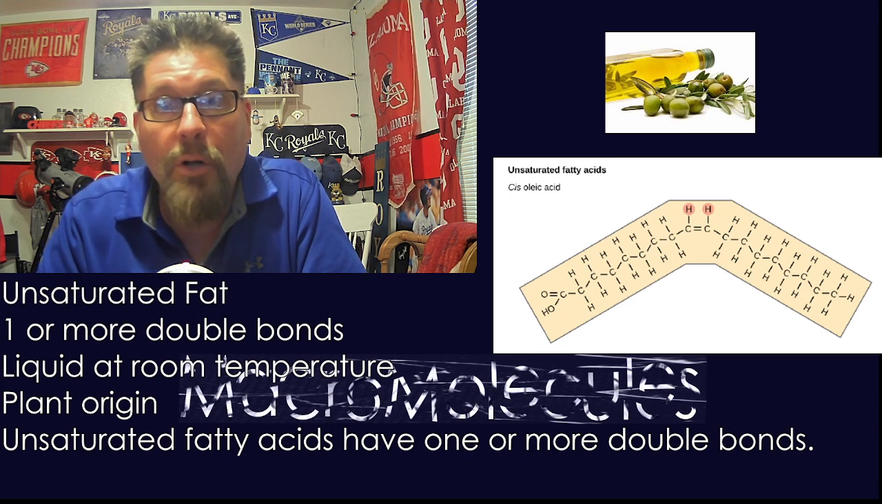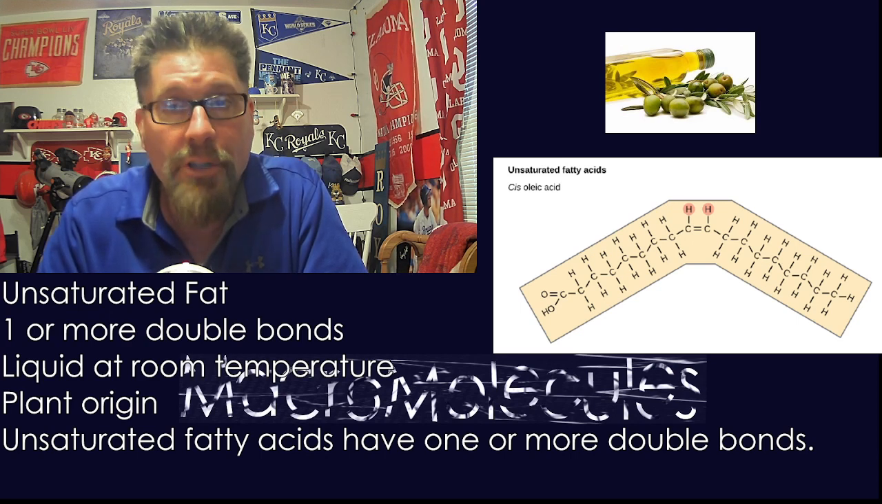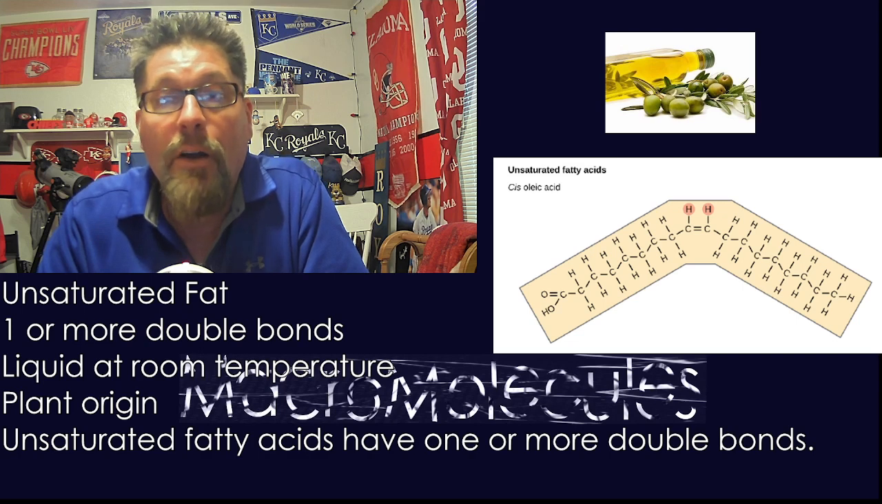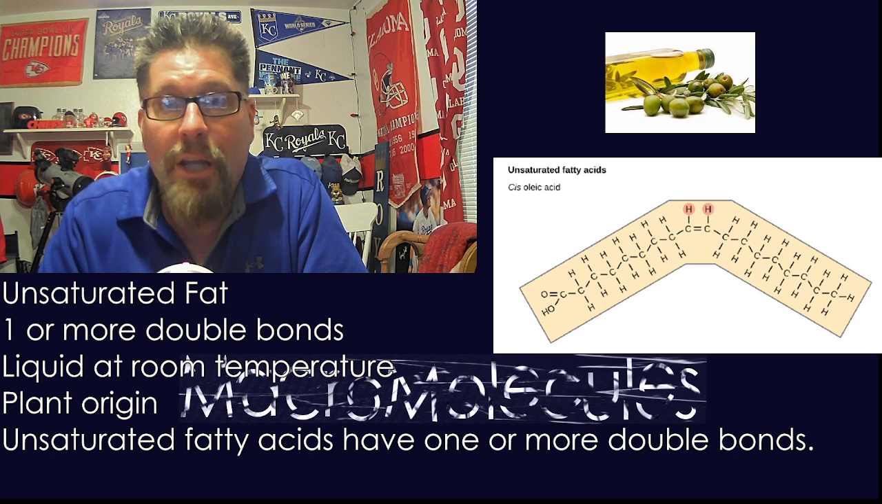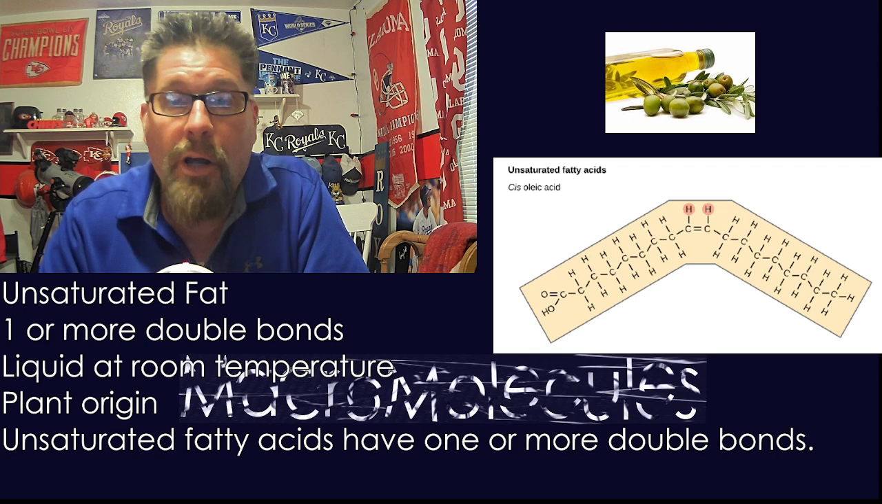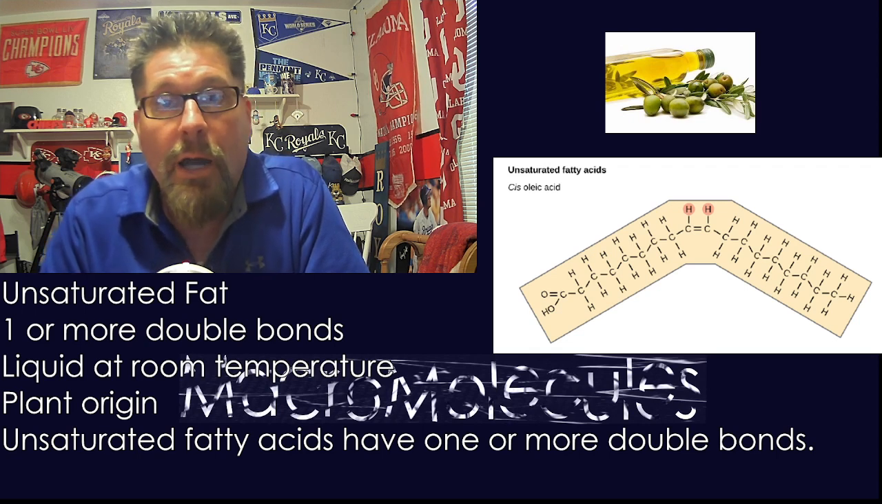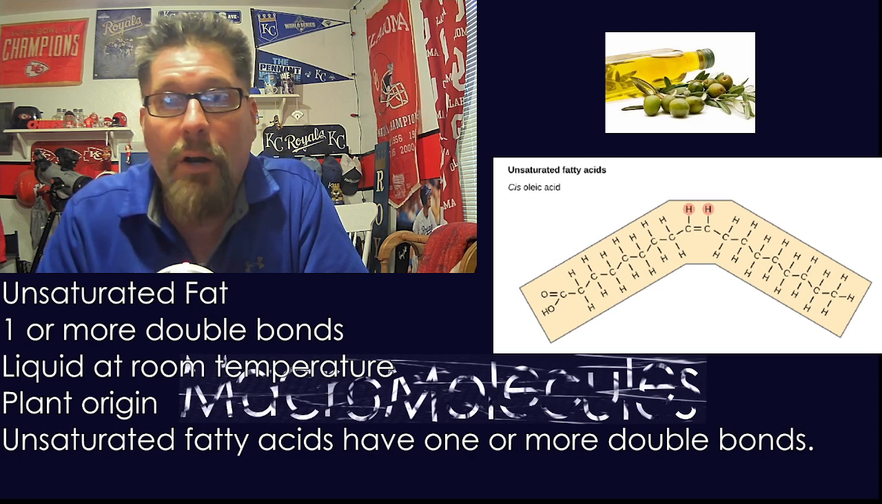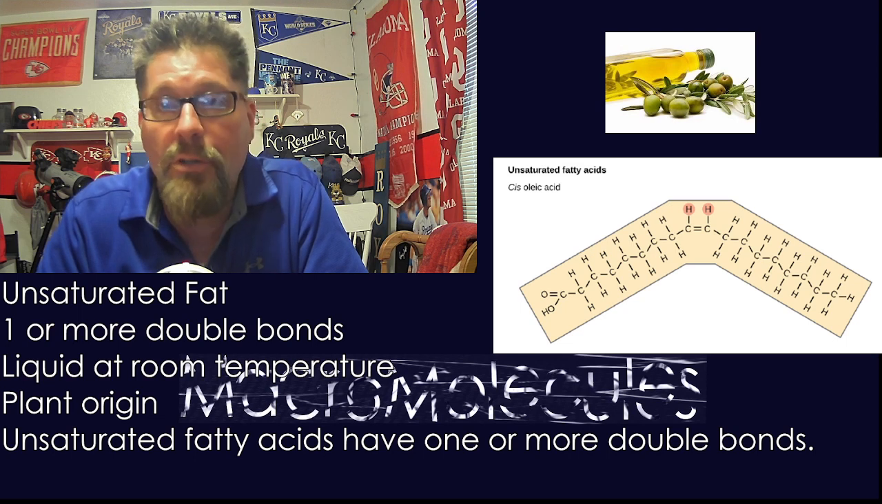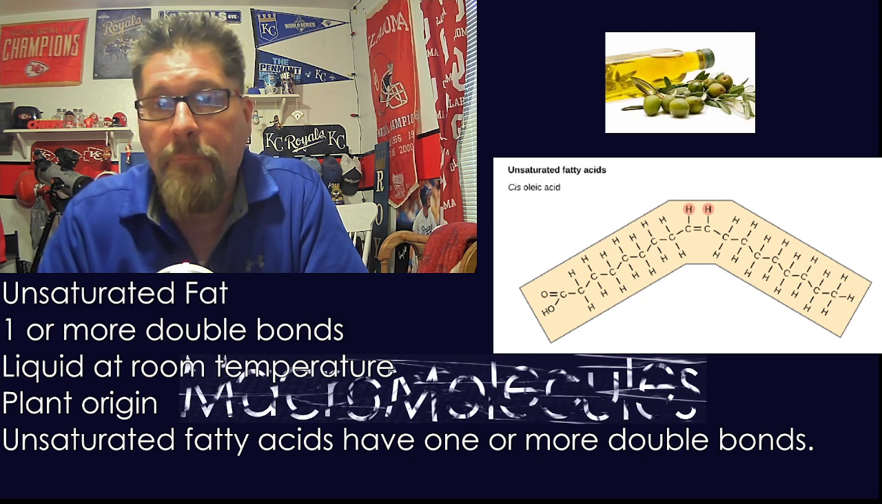These are plant origin, considered much healthier for us. They're liquid at room temperature. That's why if you have a can of Crisco sitting next to a jar of vegetable oil in the pantry, or in our case in the cupboard above the oven, one is going to be a liquid at room temperature, and one is going to be a solid at room temperature. The one that's liquid at room temperature is the plant origin, unsaturated fat.